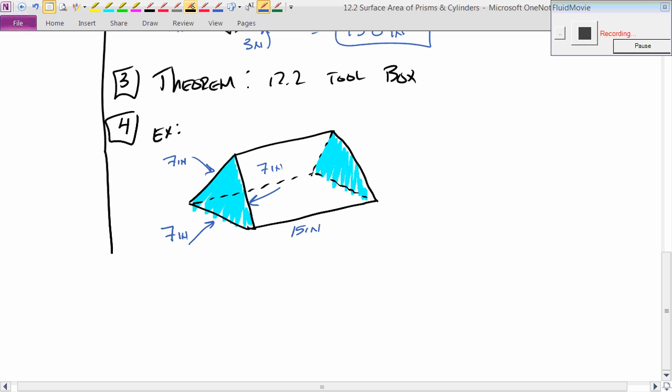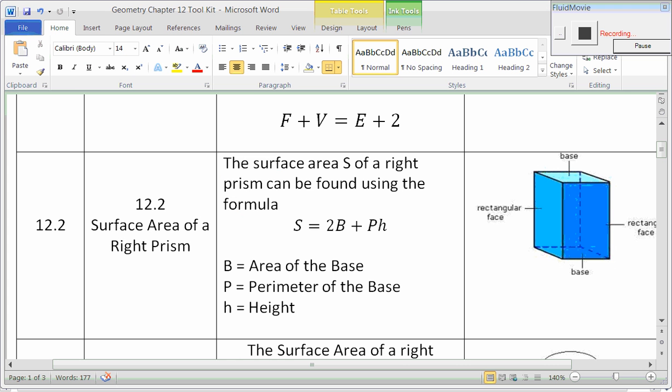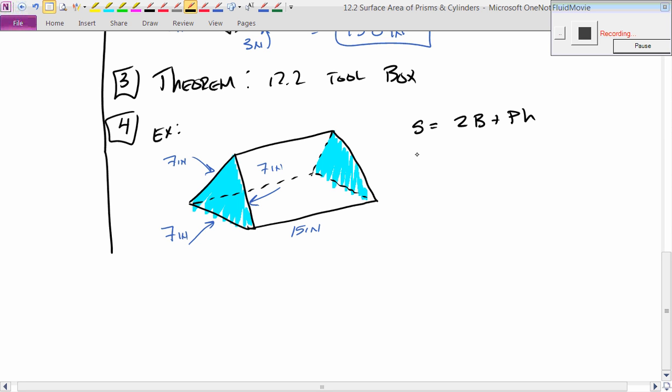Okay, so according to our new theorem, the surface area is going to be equal to 2 times B plus PH. Is that what it says? Yep, 2 times B plus PH. Good. Okay, so the surface area is 2 times the area of the base, plus PH. What is the area of a base?